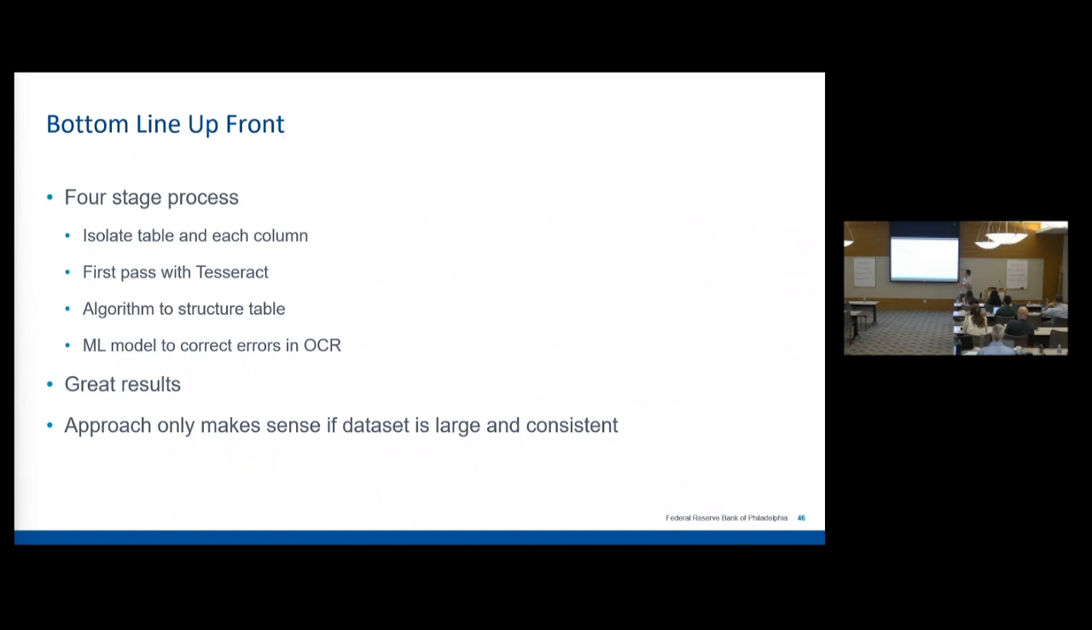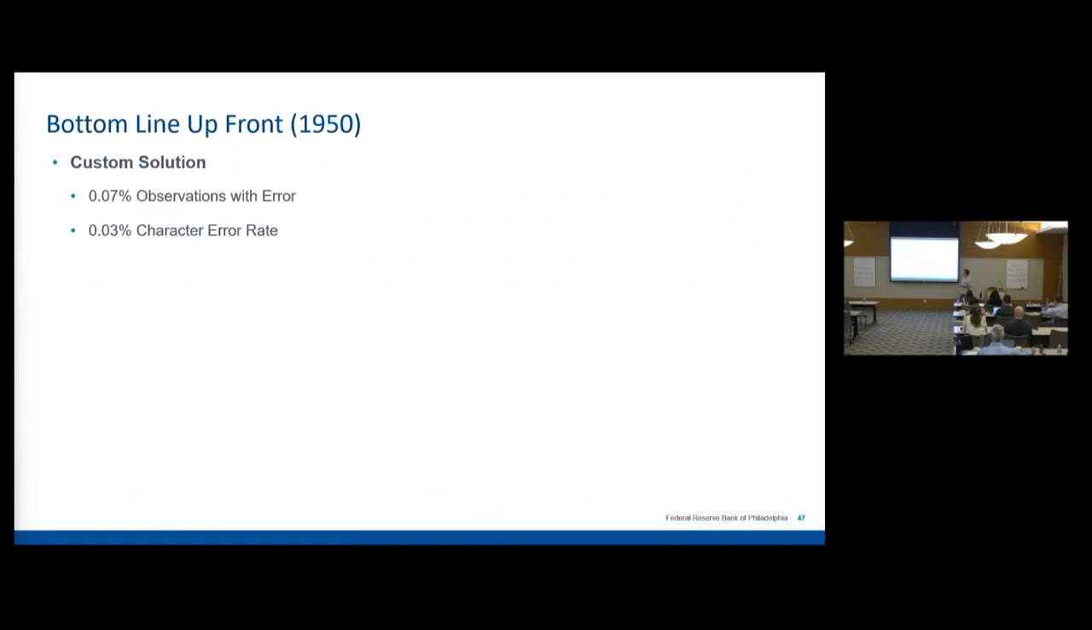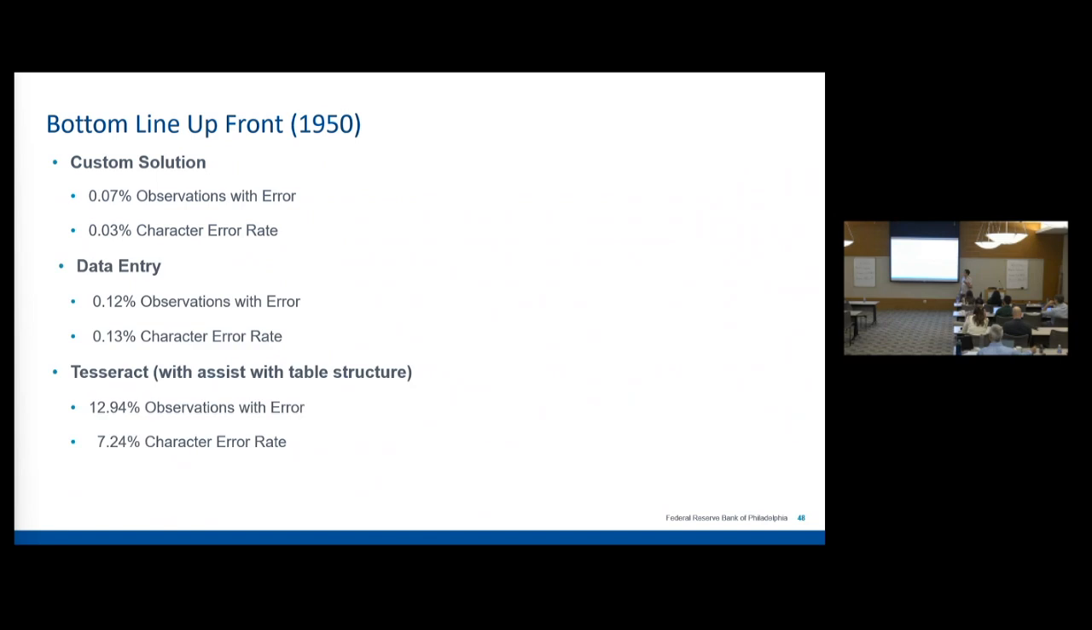But this approach really only makes sense if your data set is large and consistent. As Vitali described, there's quite a bit of iteration and tweaking to get something that works. It scales really well once it's there, but it's not easy to get there. So our custom solution here has an error rate of 0.07%. And that actually is better than humans. Human data entry had an error rate of about 0.12%.